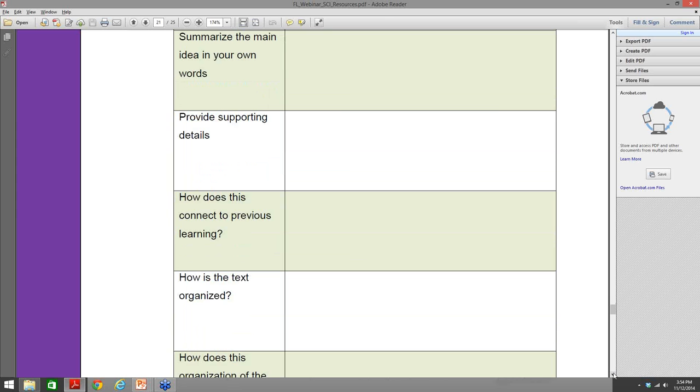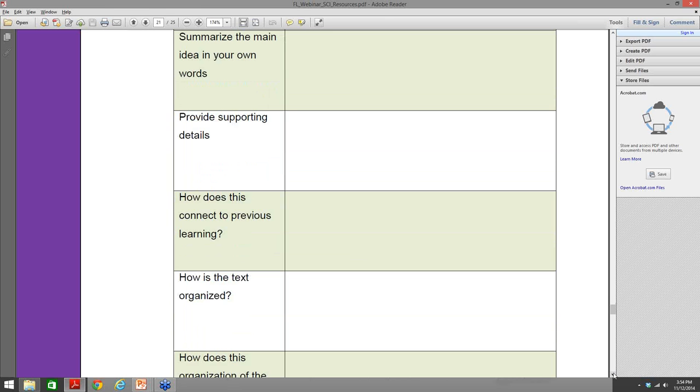How does this connect to previous learning? Can I connect it to something I know? You know, Susan, this would be a great question for that social studies extended response where they have to provide a little bit of their background knowledge to the answer.